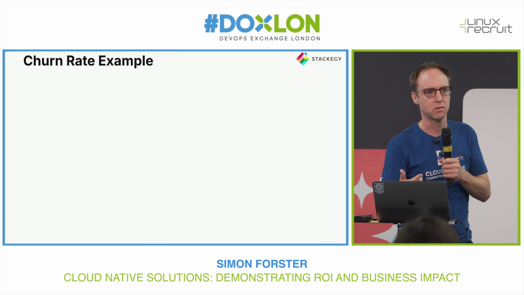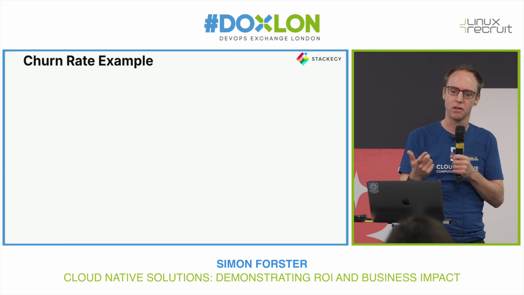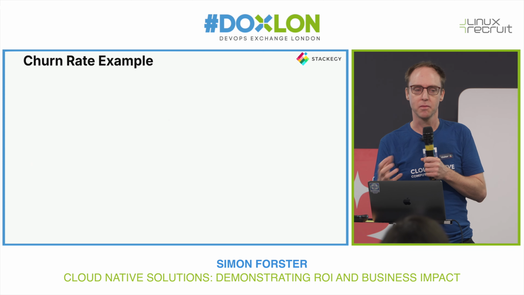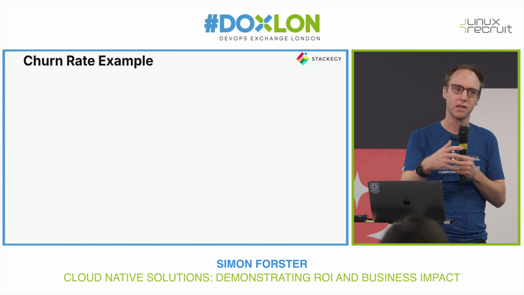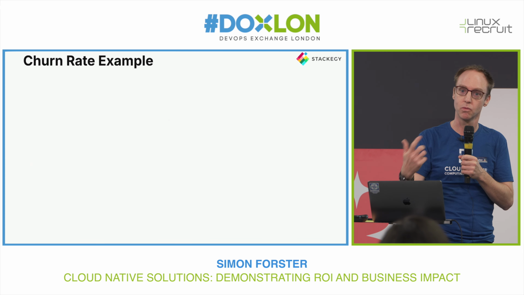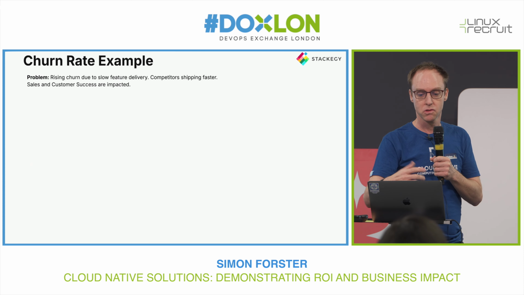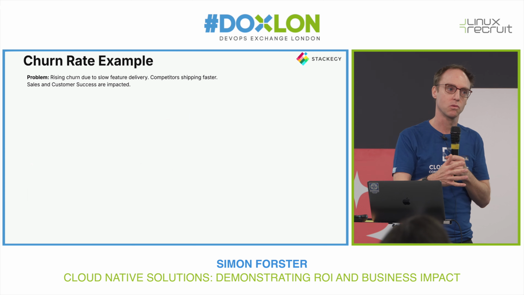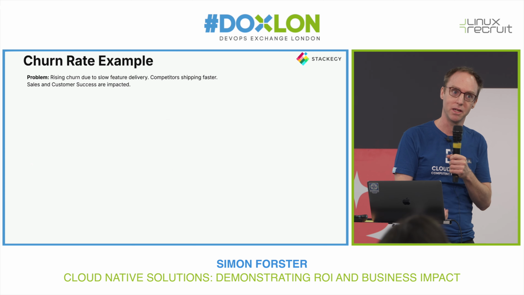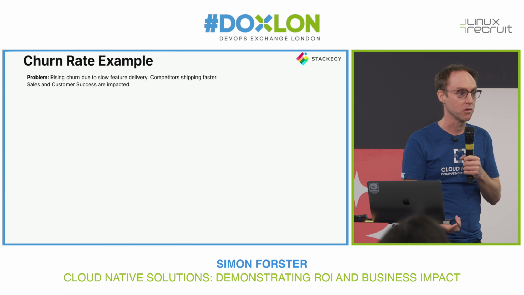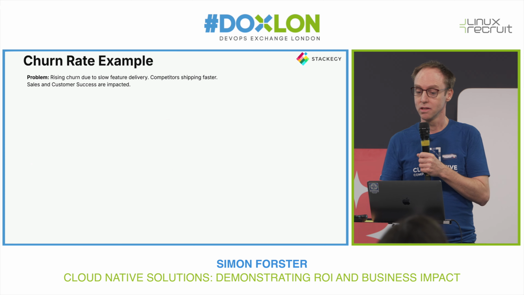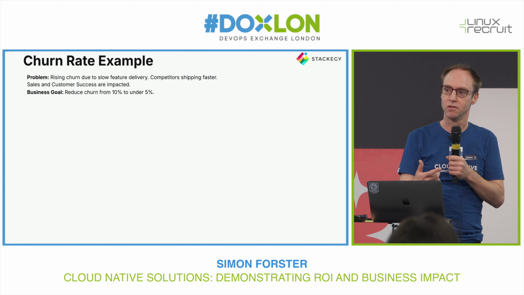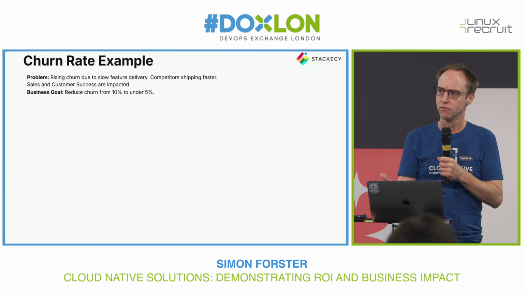So I'm just going to run through three different scenarios, and the first one I'm going to talk about is a churn rate example. And this really applies to startups and often, or companies that are offering services to customers where there's a lot of churn. So we might have a situation where we've got rising churn because we're not delivering features quick enough and our competitors are shipping faster. And so our sales and our customer success are actually impacted as a result of this. So we might want to get that churn down from 10% down to around 5% or so.